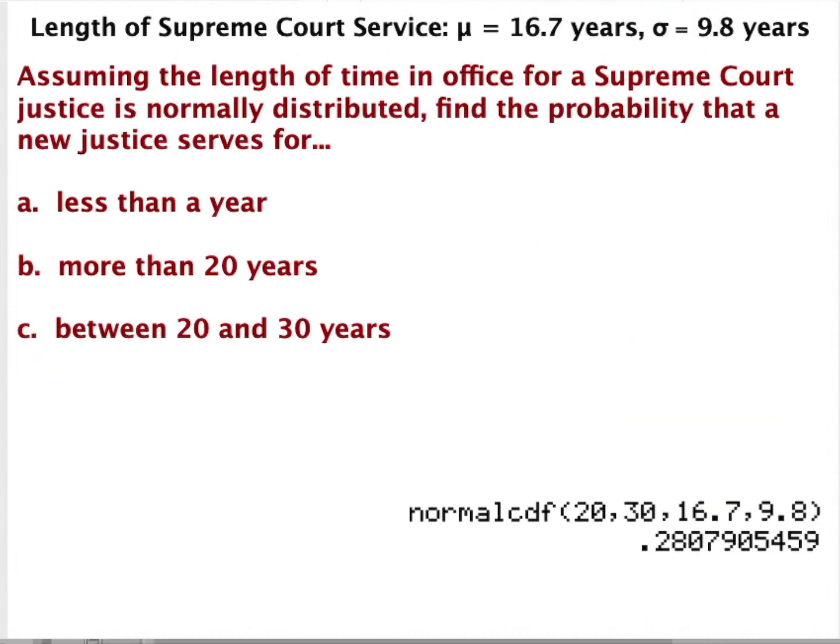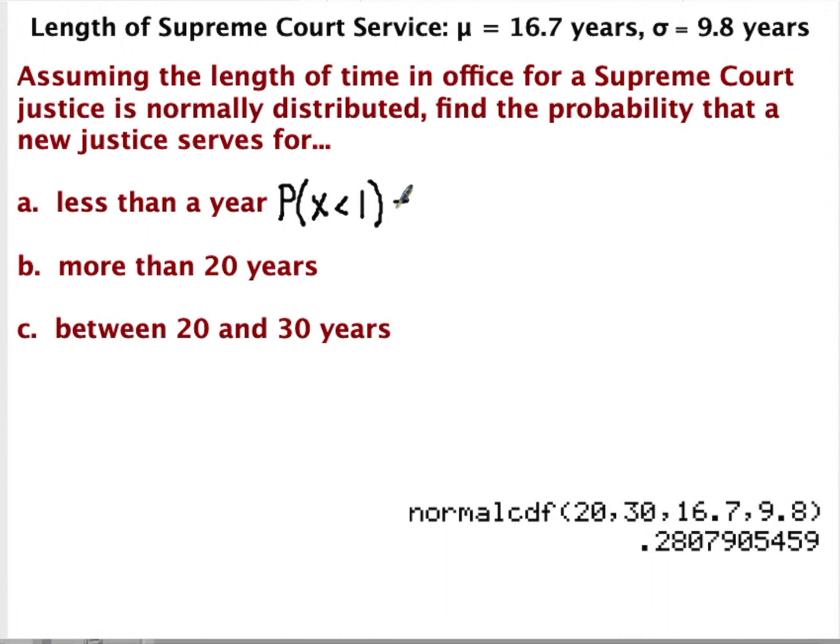I thought it would be interesting to look at the Supreme Court justices and how long they're usually on the court. My research tells me that the average number of years is 16.7 years with a standard deviation of 9.8. That seems a little big, right? There's a lot of variation in how long people are justices. But assuming that that time is normally distributed, let's try finding the probability that a new justice serves for less than a year. So I'm looking for the probability that they serve for less than 1 year.